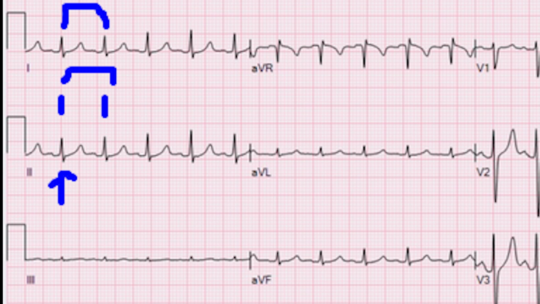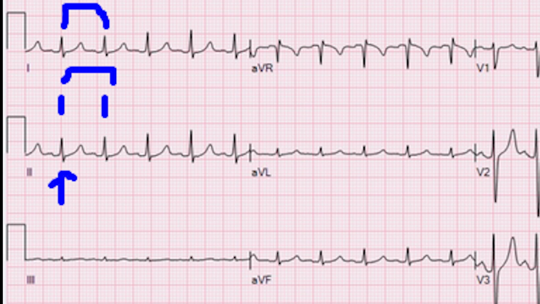And I've looked from that QRS to the next QRS, and I can see that it's a little bit more than 2 boxes. I would say 2 1/3 of a box. So I know that it's less than 150 beats per minute, but greater than 100 beats per minute. So I know that we're not dealing with SVT or a sinus rhythm, we're dealing with sinus tachycardia.